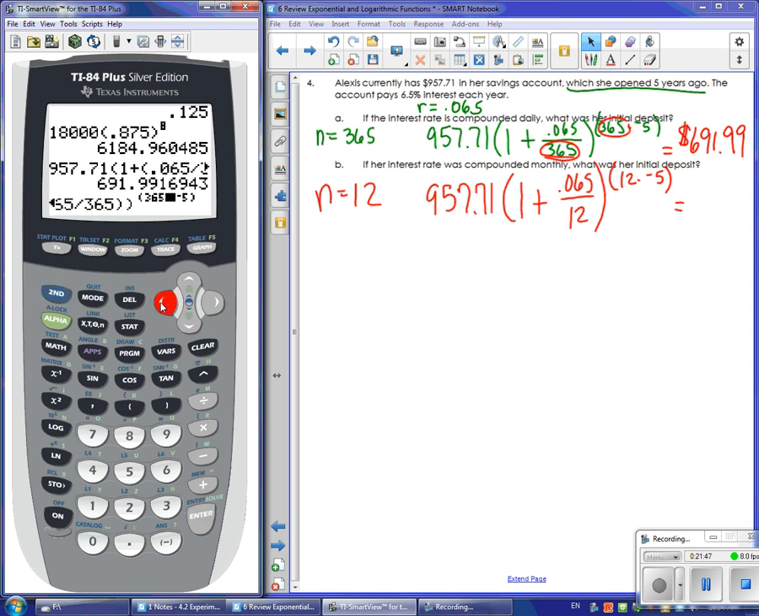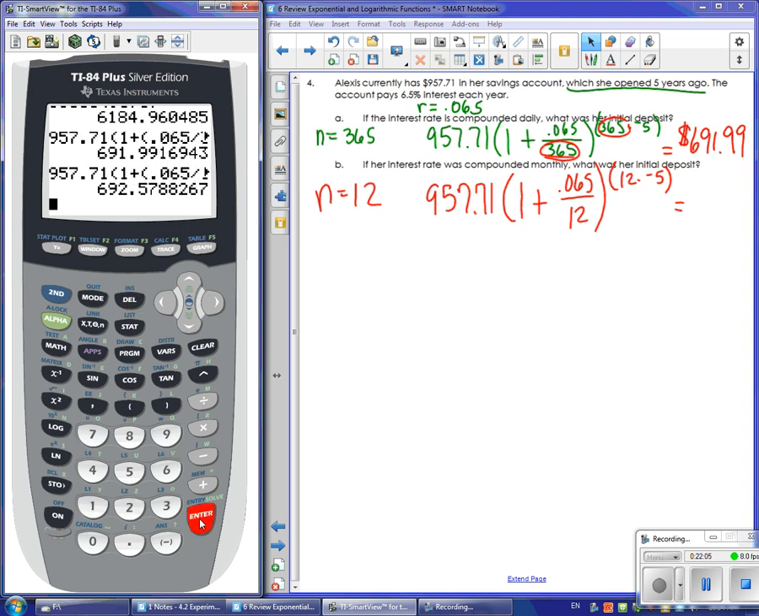And then all I need to do is change my 365 and type over and make it a 12. So I'm going to type in a 12. I need to delete my 5. Then if I go into my exponent, I'm going to do the same thing. 12. And then delete that extra 5. And the values should be pretty similar. So we get 692.58. So the value should be pretty similar. If you get something entirely different, then you know you've made a mistake somewhere.